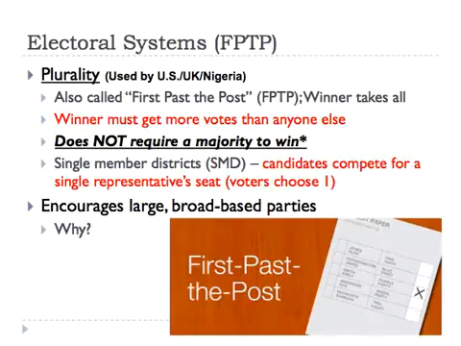The next portion here is the electoral system, FPTP, first past the post. So a plurality system used by the United States, UK, Nigeria. So basically a winner takes all. The winner must get more votes than anyone else. It does not require a majority, just the most votes. So your single membership districts.